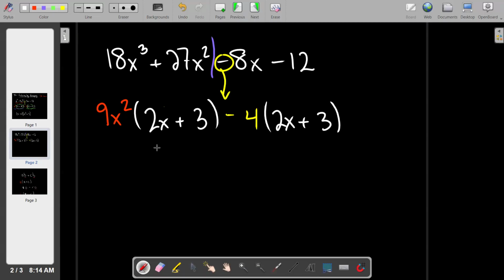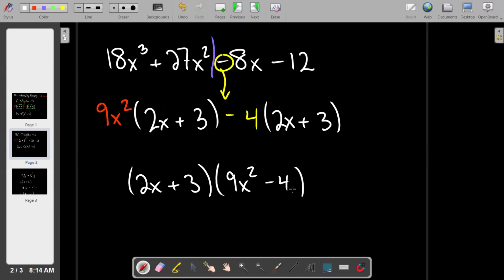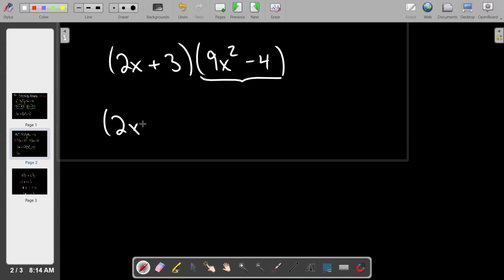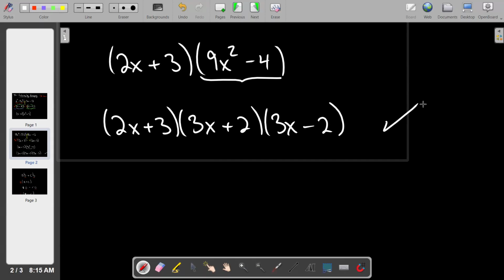So my answer is obviously going to be white, that's the common one, multiplied by red and yellow leftovers, 9x squared minus 4. And for, I believe, maybe the fourth straight problem or so, what do you see? I spy with my little eye the difference of squares. And so we're going to bring down the trash of 2x plus 3. And then what does that factor down into? 3x plus 2 times 3x minus 2. Final answer.